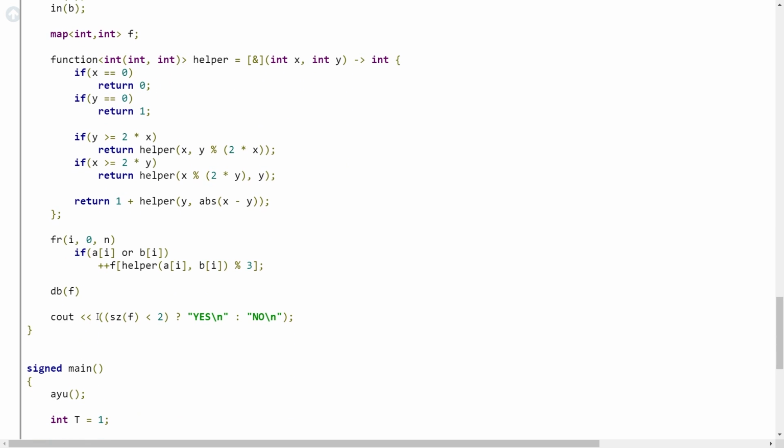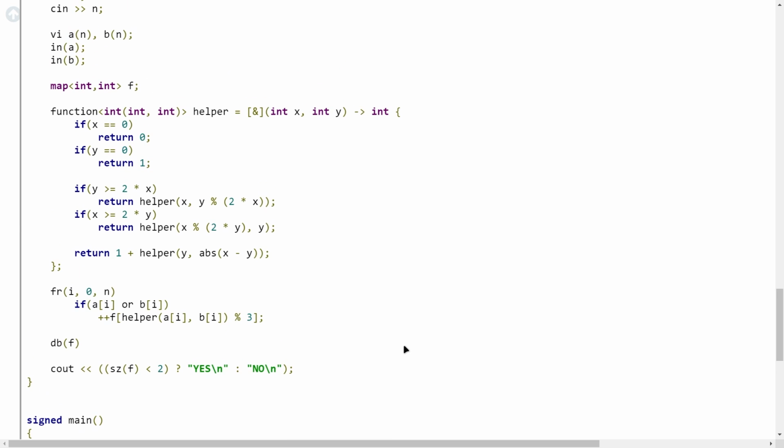So at the end, what I'll do is I can just check if the size of my frequency map is less than 2. That means there are less than 2 unique values. So there will be either no value at all or there will be only one unique value. In that case, the answer is yes, otherwise the answer is no. So this would be the solution to the third problem.